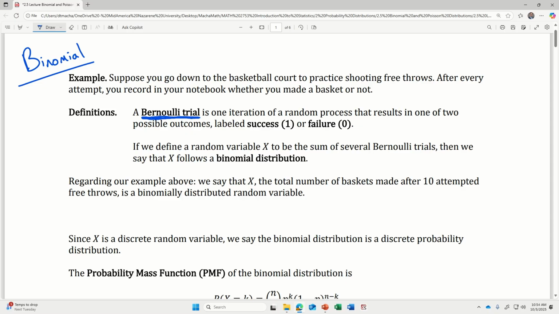If we define a new random variable to be the sum of all your Bernoulli trials, that is a binomially distributed random variable. We say the random variable follows the binomial distribution. So in this example, the number of free throws that you actually make after you attempt shooting like 10 free throws would be a binomial random variable because it's the sum of 10 Bernoulli trials. So when you see this or something like this show up in a word problem, you can think, I'm going to have to use the binomial distribution.